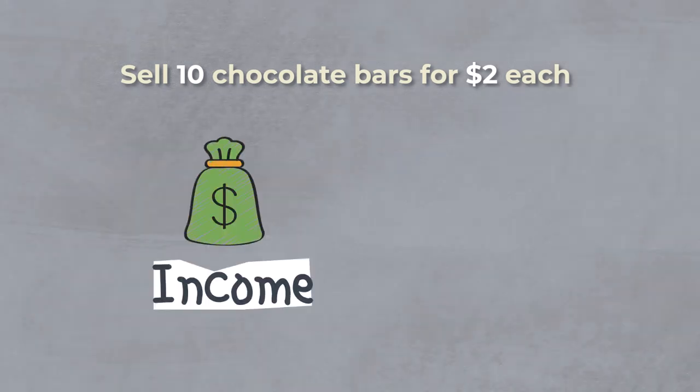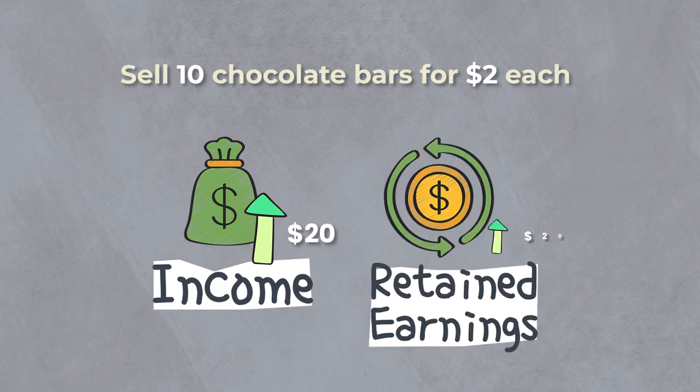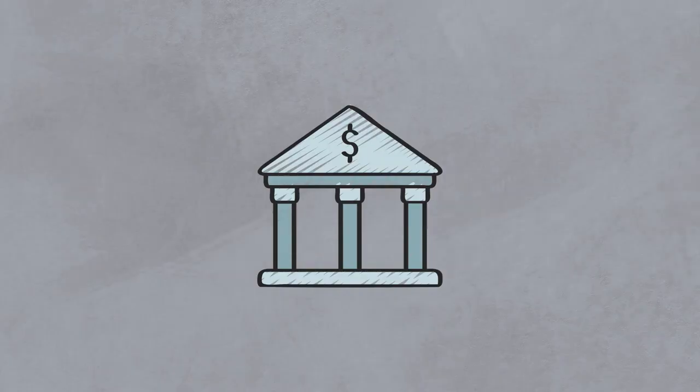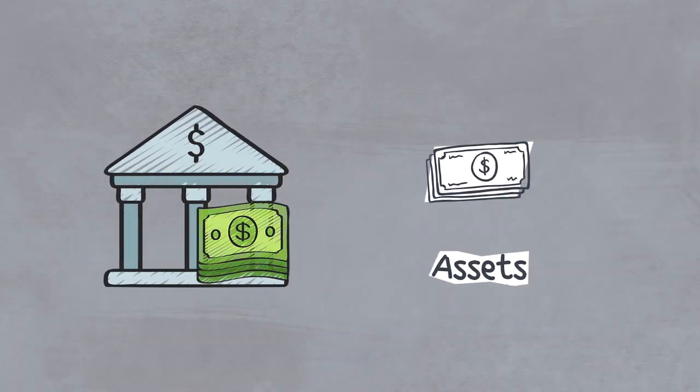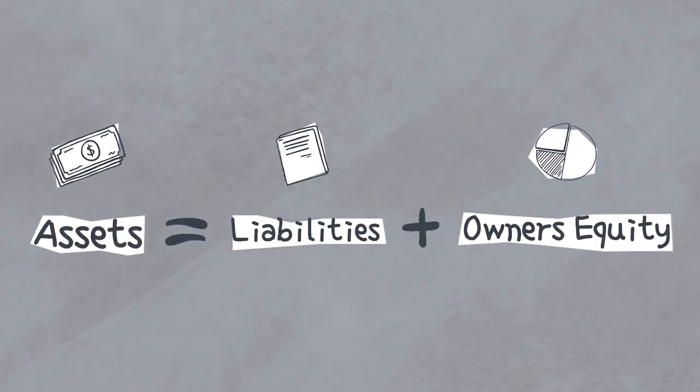Okay, we're gonna go over one more example. Let's say I sell 10 chocolate bars for $2 each. My income now goes up by $20, which is another way of saying that my retained earnings goes up by $20. As we said, retained earnings is an equity account. If I put that cash in my bank account, well, that means that my assets now went up by $20 as well. So again, assets equals liabilities plus owner's equity. Let me hear you say it. Assets equals liabilities plus owner's equity. Louder for the people in the back. Nice work. Now you can call yourself an accountant.